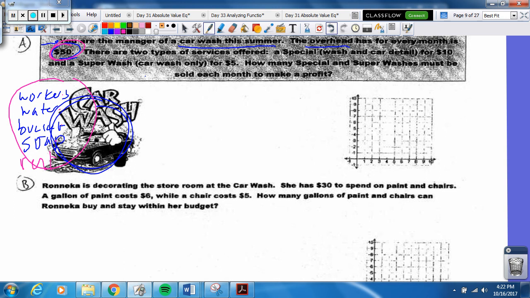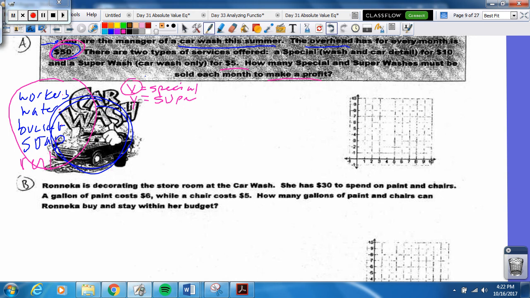So there are two types of services offered. A special, to wash and a car detail. So I'm going to say X is our special. Write that down. Everything I write, you write. And that would be 10 bucks. And Y is our super wash, which is 5 bucks. How many special and super washes must be sold each month to make a profit? Profit is making money. I love making money.